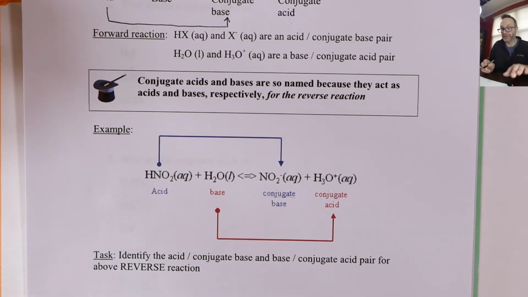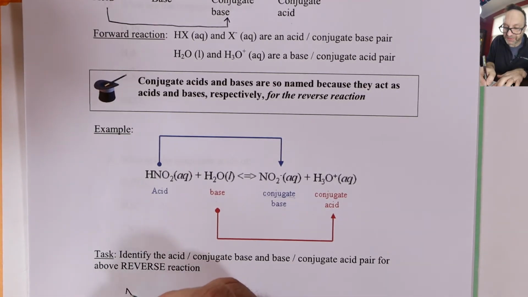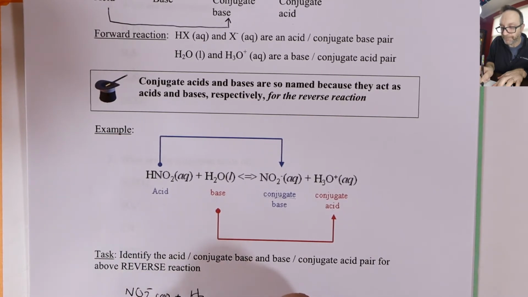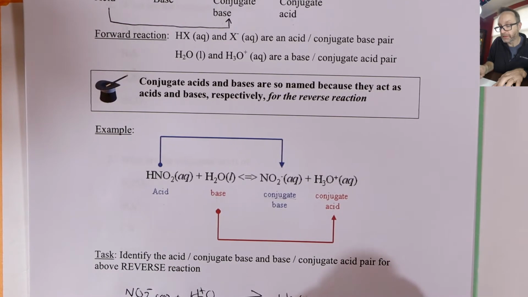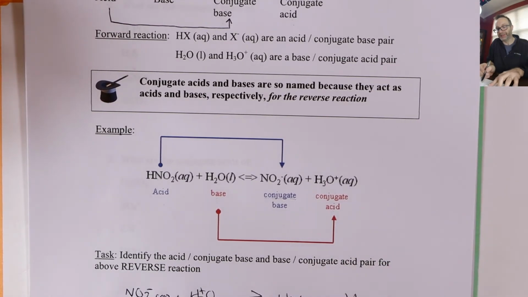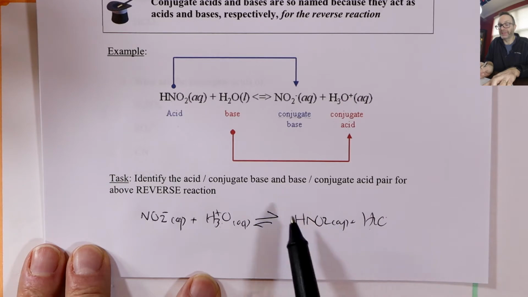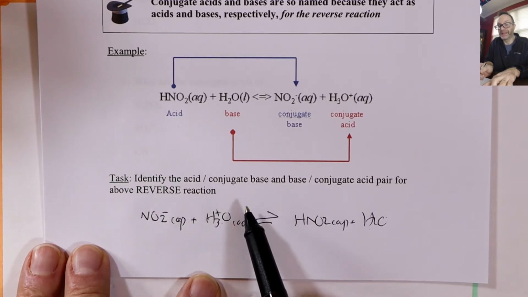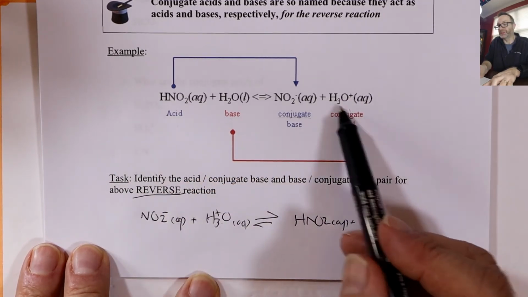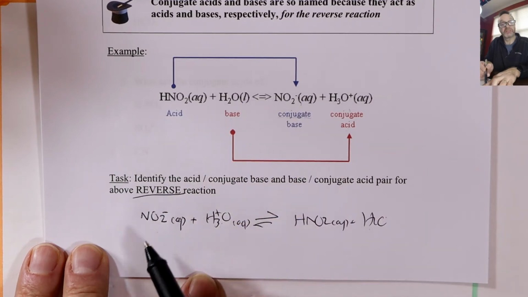If that reaction was reversed, let's identify the components, right? So if I had NO2 minus instead, it's the same reaction, I'm just writing it in reverse. Glass half empty, glass half full, right? So it says identify the acid-base pairs for the reverse reaction, right? So all I've done is switch this around, so now I'm going traditionally from left to right.